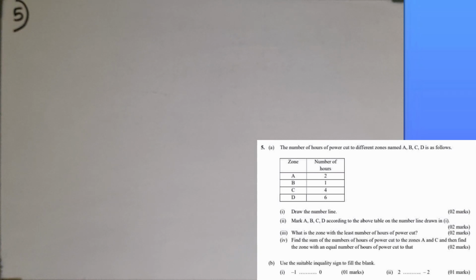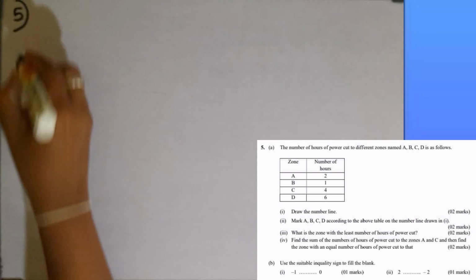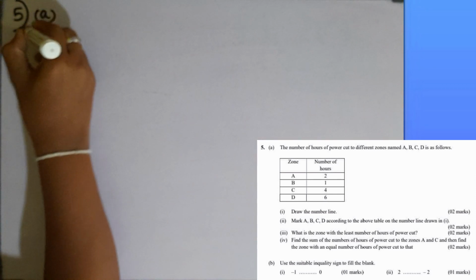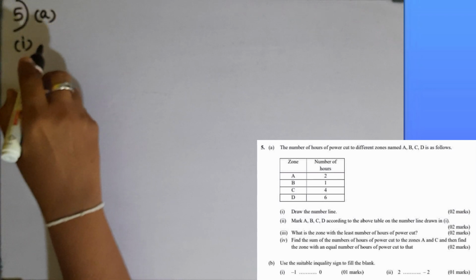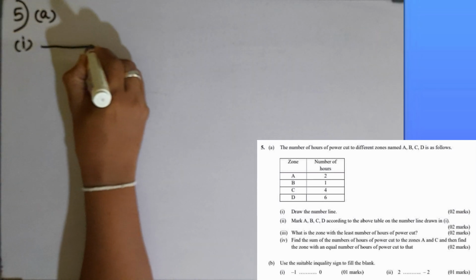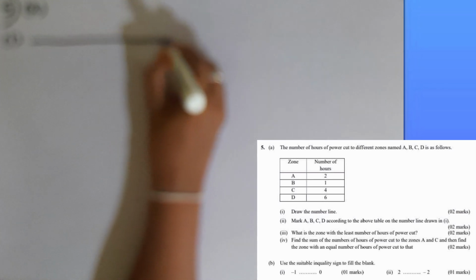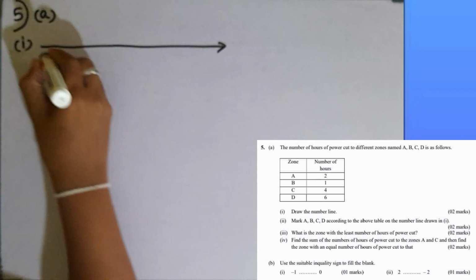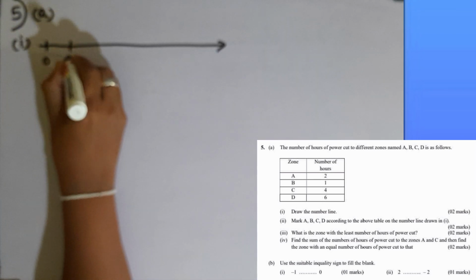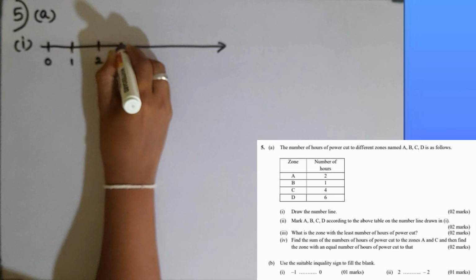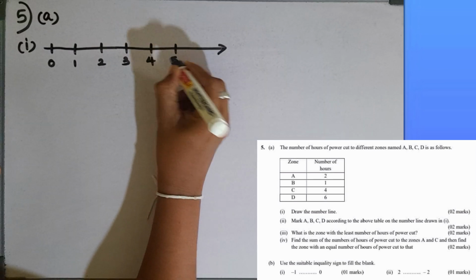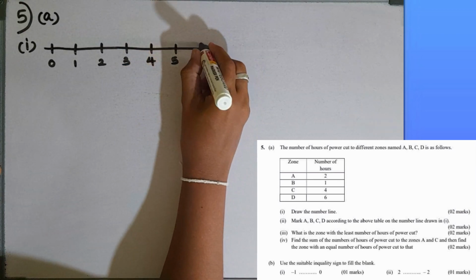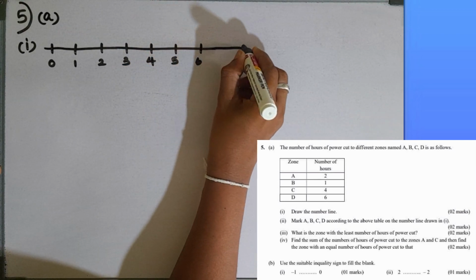Then first one, draw the number line. We have to draw a number line. All are with positive values. So I am starting from 1 here. 0, then 1, 2, 3, 4, 5, then 6, 7.